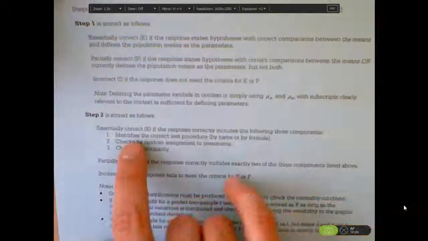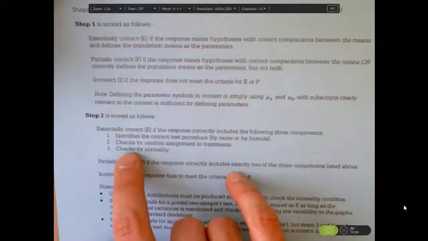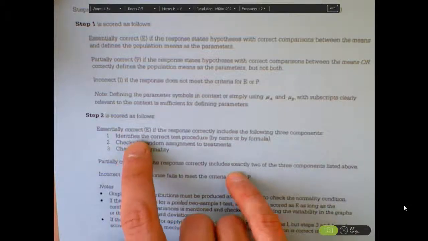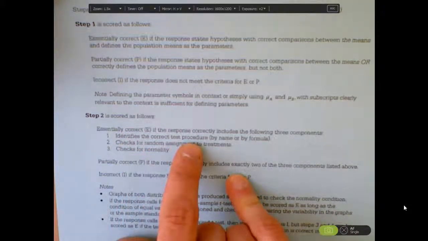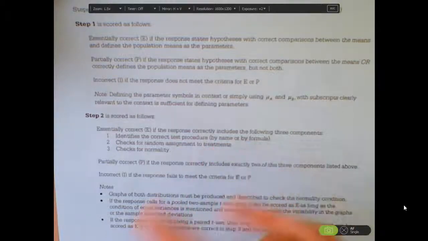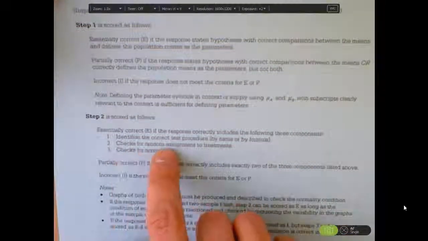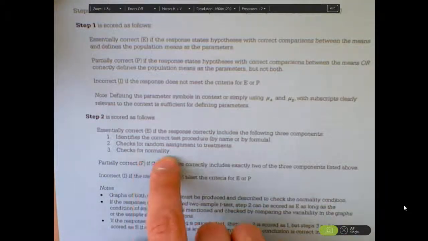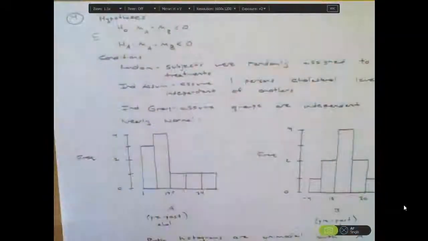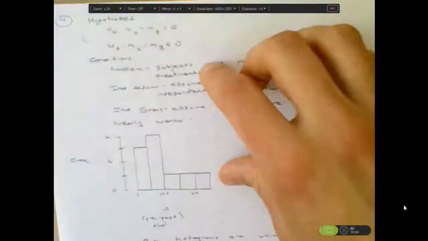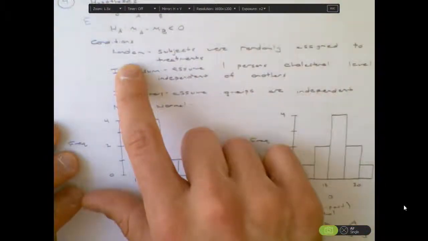Section 2, for the conditions, you'll notice that I need to do 3 things in order to earn essentially correct. Identify the correct test name, procedure by name or by formula. We've done it by name. Checks for random assignment to treatments, and checks for normality. So if you do 2 of those 3 things, P, 1 of those, or 0, I. So I have random subjects were randomly assigned to the treatments.